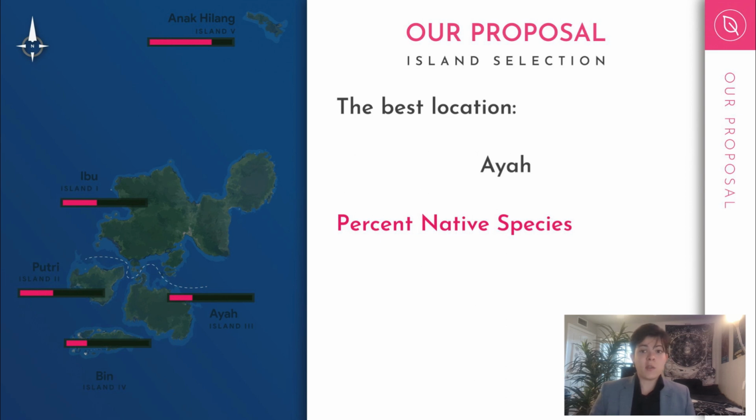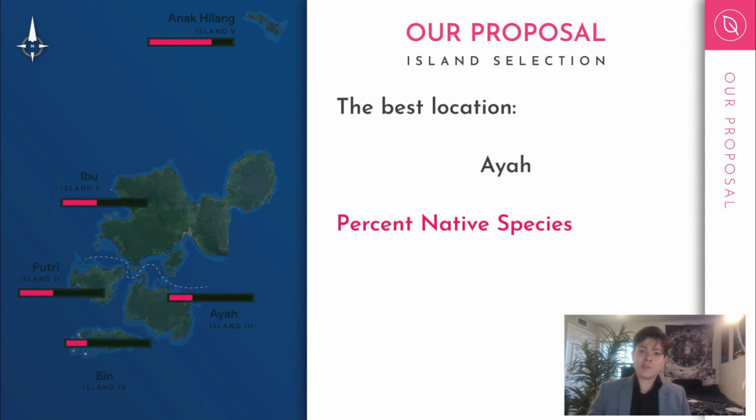Aya has a very similar percent of native species as both Putri and Bin. Now, that isn't everything. We did look and we thought, okay, what species is Rotatoria not interacting with now that they could interact with on Aya? So we thought Aya is going to be our best bet. Worst case scenario, the snail Rotatoria is choked out by the species that are already established there. And second worst scenario, Rotatoria chokes out another species that's on that island.